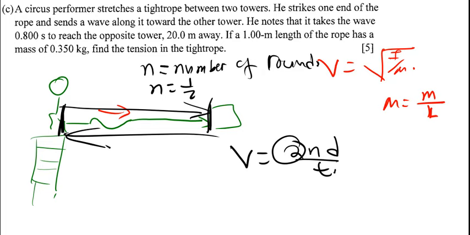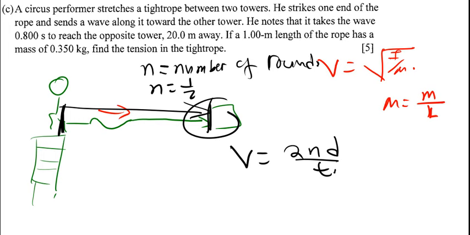So that's the meaning of 2nd. This 2 is just basically for the distance. We are doubling the distance, because for us to have one round we need to go and come back. So that's why it's 2nd, where n in this case is the number of rounds. In this case it just went to the other side, it didn't come back, meaning the number of rounds is just half, because for us to consider one round it has to go and come back. So n is equal to half.